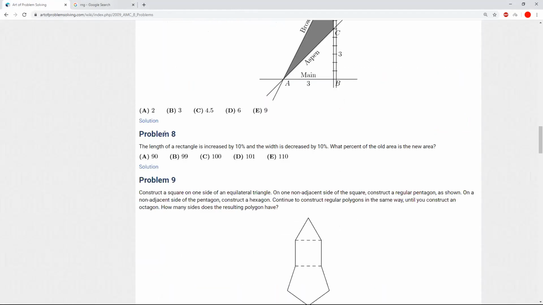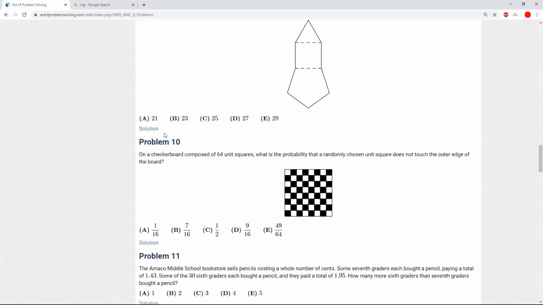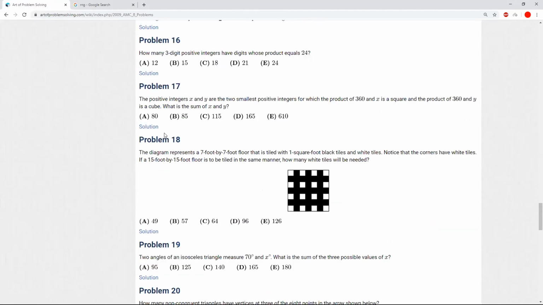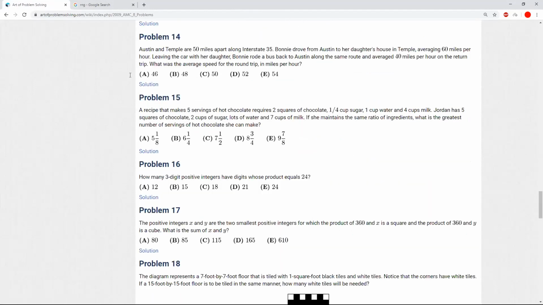Number 16. Oh wait, David said the previous question was D. This one? Yeah, it's D. Okay, I don't know. All right, we're doing number 16.